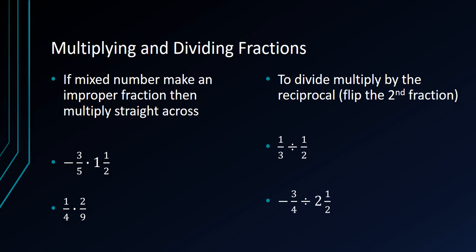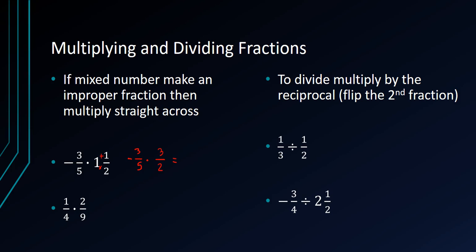So here I have negative 3/5 times 1 1/2. Well, 1 1/2 is a mixed number, and I don't want that. I want an improper fraction. So remember, to make it an improper fraction, we multiply. 2 times 1 is 2, and then we add the numerator to that. So 2 times 1 is 2, plus 1 is 3. And then my denominator stays the same, it's still 2. So now I have an improper fraction, and once I have that, I can just multiply straight across.